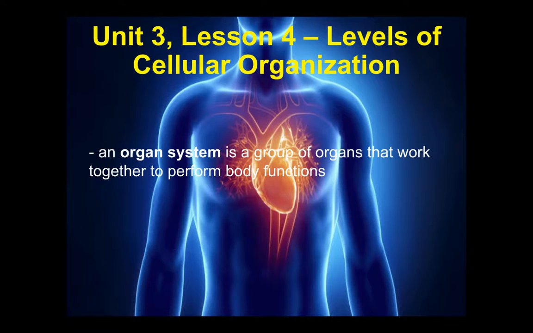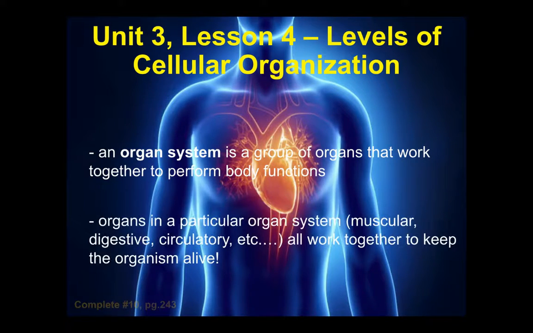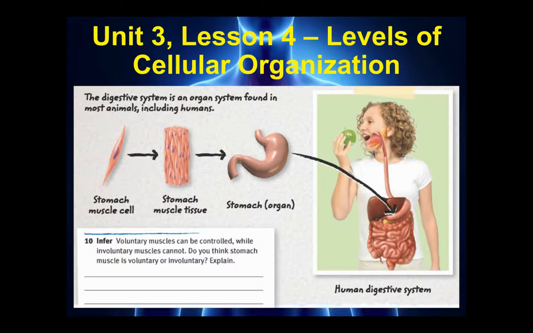Now after organ, the next level up is what's called an organ system. That's a group of organs that works together to perform something our body needs in order to stay alive. There's 11 main systems, and we're going to look at a lot of those in the next few days, but just to name a few: muscular, digestive, circulatory, skeletal, nervous. They all work together to keep the organism alive.